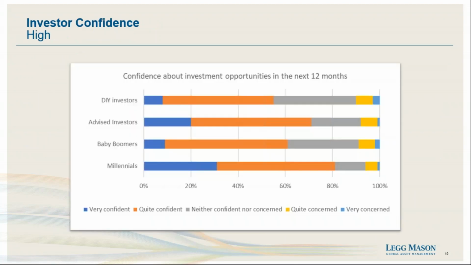The next slide is my point on confidence. You just sum together the blue and the orange bars to see if people are very or quite confident, and you can see this across the different cohorts that we've just shown here. To my point on millennials, you can see that over 80% of the millennial respondents were either quite or very confident. Our view on that is twofold.